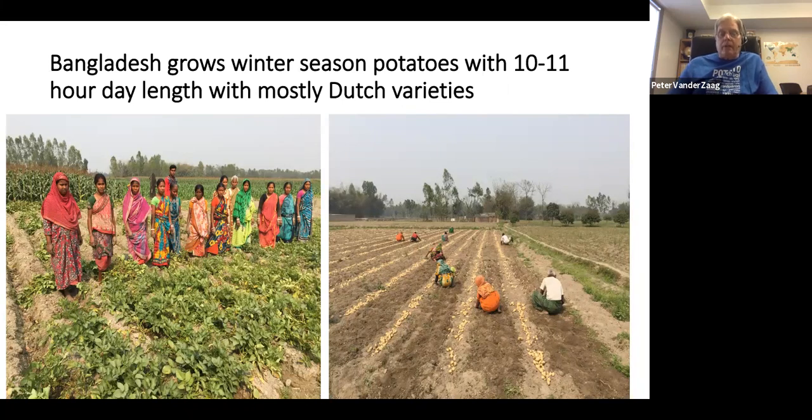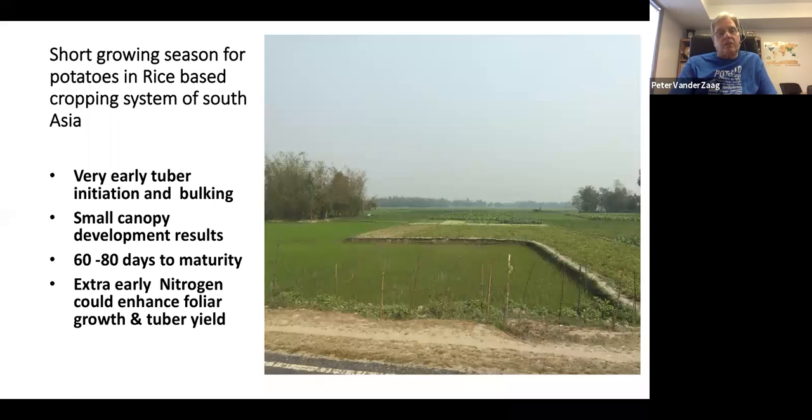Not a bumper crop, but they have a crop that they want to have because it fits into the cropping system. There they have a short growing season for potatoes in a rice-based cropping system, which is common in many parts of Asia. So very early tuber bulking is imperative. Small canopy is the result, but you'll have a crop at 60 to 80 days. And this could be improved a little bit by adding some more nitrogen. But here you see rice paddies all around. This upper terrace is where there's still some potatoes that will be harvested shortly, and that'll also then go into rice.